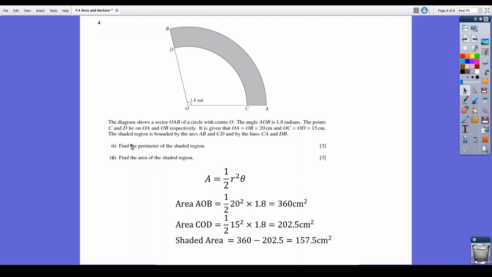There we are. Hopefully now you can enjoy working out the areas of sectors and the lengths of arcs, because working in radians is much easier than it is working in degrees.